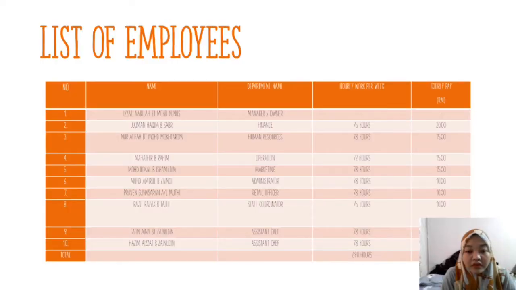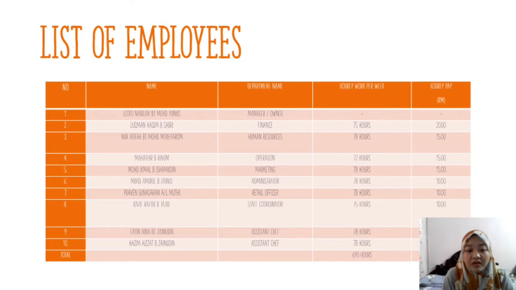List of employees. First, Izzati Nabilah binti Muhammad Yunus is our owner. Haqim Sabri is our finance. Atifah binti Mokhtarom is our human resources. Rahim is our operation. Ikhmal Isamudin is our marketing. Amirul bin Zainal is our administrator.